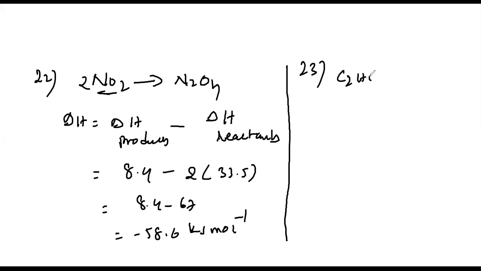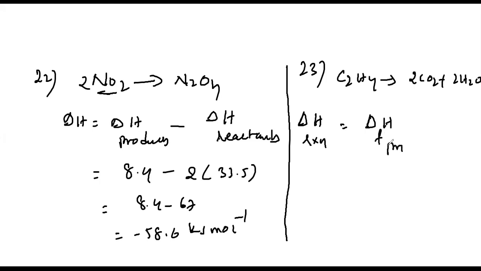The combustion of C2H4 gives 2CO2 plus 2H2O. The change in enthalpy of reaction is equal to the heat of formation of products minus the heat of formation of the reactants. Understood? Next, how many moles of products are there here?